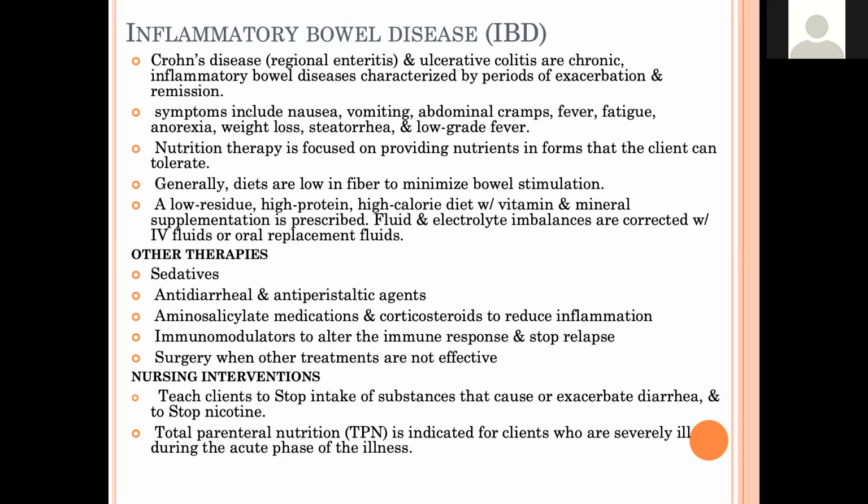Nutrition therapy is focused on giving nutrients in forms that the client can tolerate. Generally, the diets are low in fiber, and that's to minimize bowel stimulation. Okay.